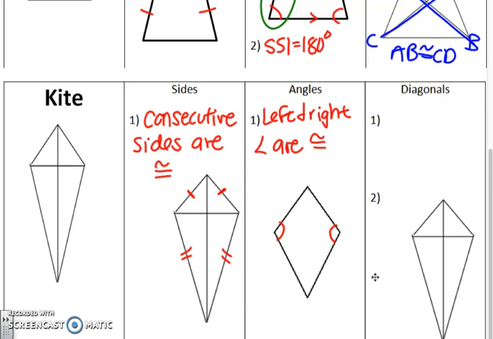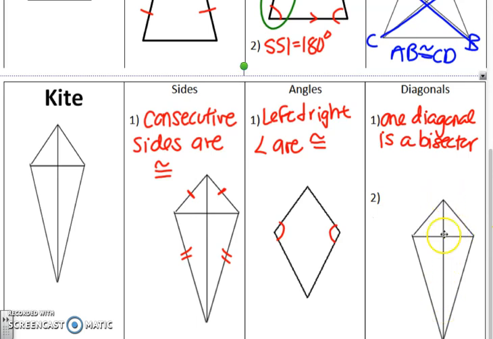One diagonal is a bisector. Okay, so what that means is one of the diagonals cuts a piece in half. And so it's this up and down diagonal that's going to cut this piece in half so that you've got two congruent pieces, okay? They look the same.